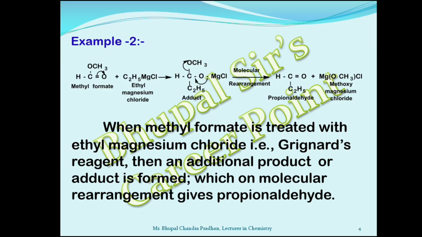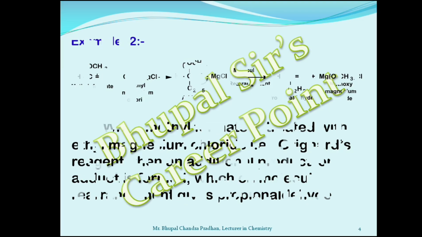Thus, in statement we have to write down: when methyl formate is treated with ethyl magnesium chloride, that is Grignard reagent, then an additional product or adduct is formed, which on molecular rearrangement gives propionaldehyde or propanal.